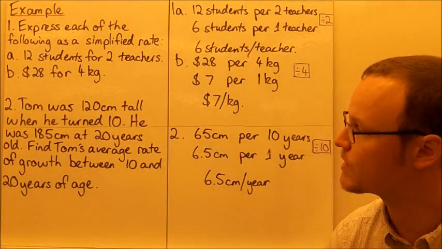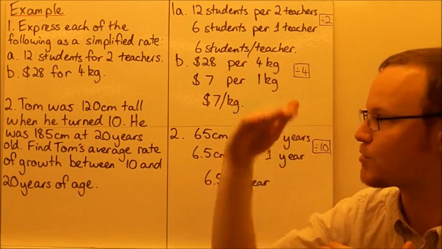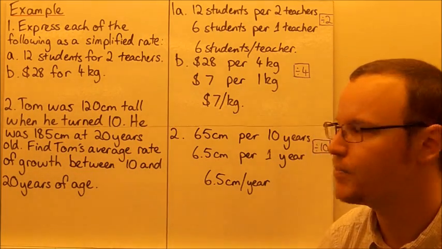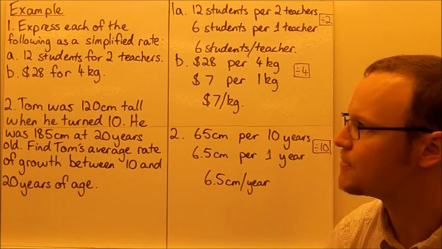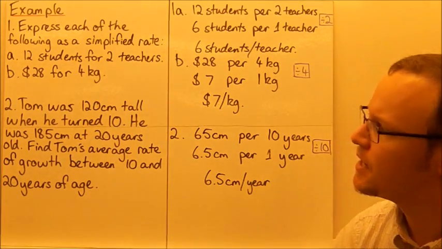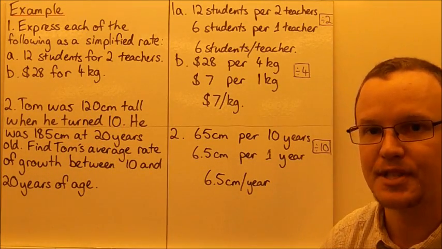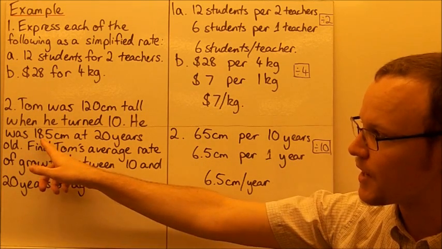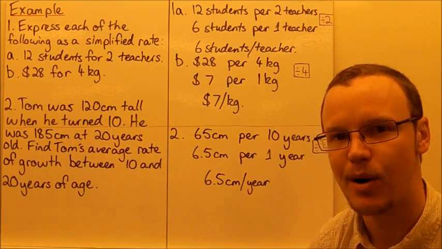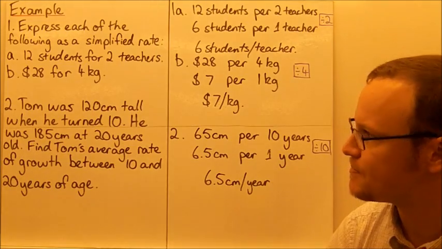Lastly, we've got Tom, and he's 120 centimetres tall when he turned 10, and then at 20 years old he's 185 centimetres, so he's grown over those 10 years. Find Tom's average rate of growth between 10 and 20 years of age. We first need to know how much he has grown over that 10 years. The difference between 185 and 120 we can work out by subtracting. So 185 centimetres minus 120 centimetres is 65 centimetres.